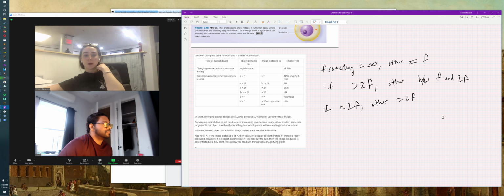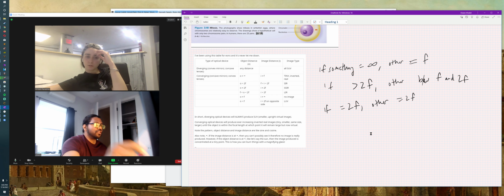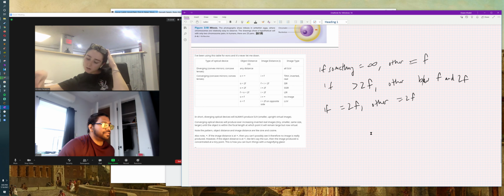So this helps memorize this, and then you're just saying, memorize the image type it produces? Oh, yeah. And then if the object distance is at 2f, the image will be at 2f, and vice versa. Okay.